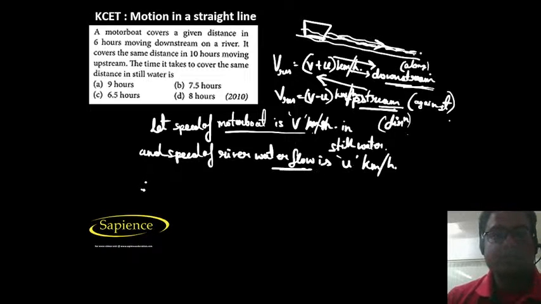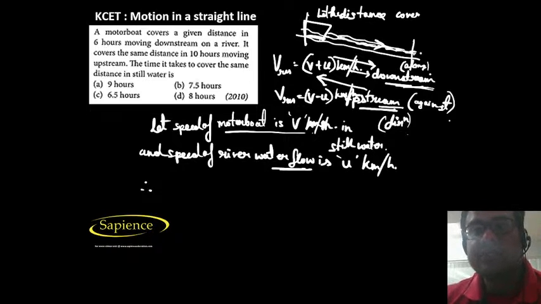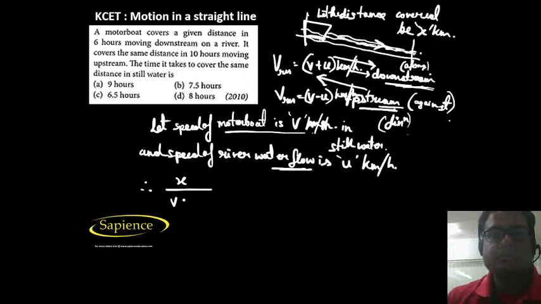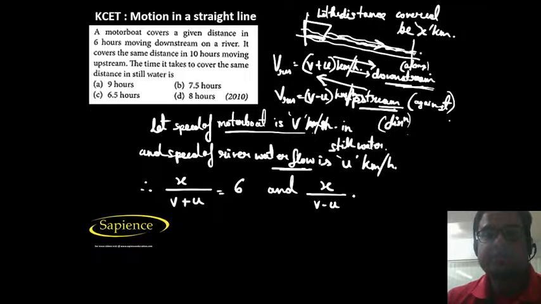So now, here it is given that in upstream and downstream the same distance has been covered. So let the distance covered while going upstream or downstream be x kilometer, suppose. So here it is given that while going downstream, distance by speed, x by v plus u, is equal to the time, which is 6, and the distance going upstream, x by v minus u, is equal to 10.